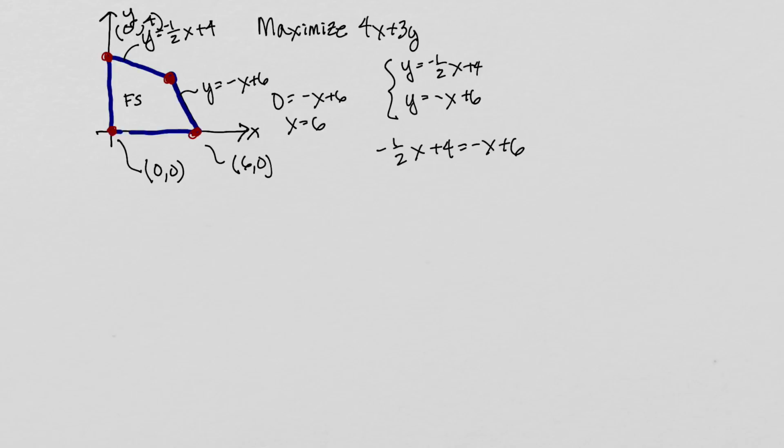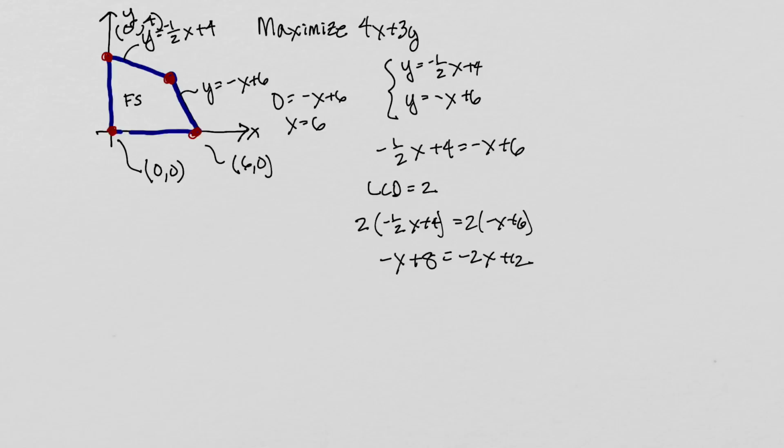Now, I've got a fraction in this equation. The way I like to do this is get rid of all the fractions. The LCD here is 2. So I'm going to multiply both sides of this equation by 2. It'll look like this: 2 times negative 1/2 x plus 4 equals 2 times negative x plus 6. So we'll get, when we distribute, 2 times negative 1/2 is negative 1x plus 2 times 4 is the 8 equals 2 times negative x is negative 2x, 2 times the 6 is plus 12.